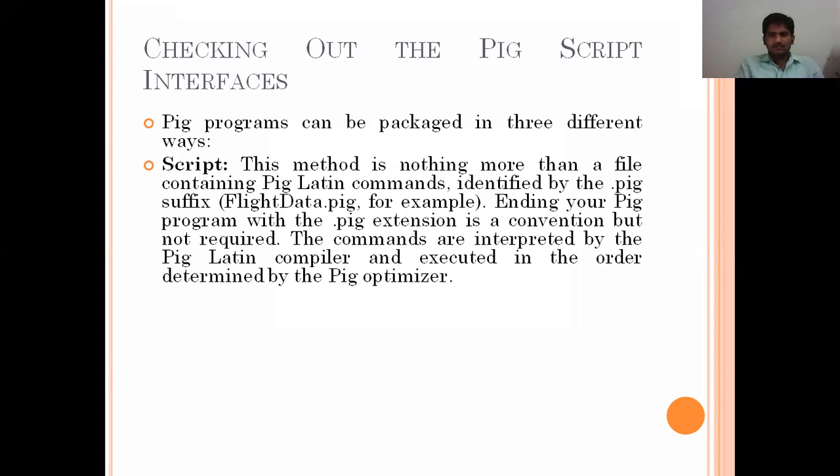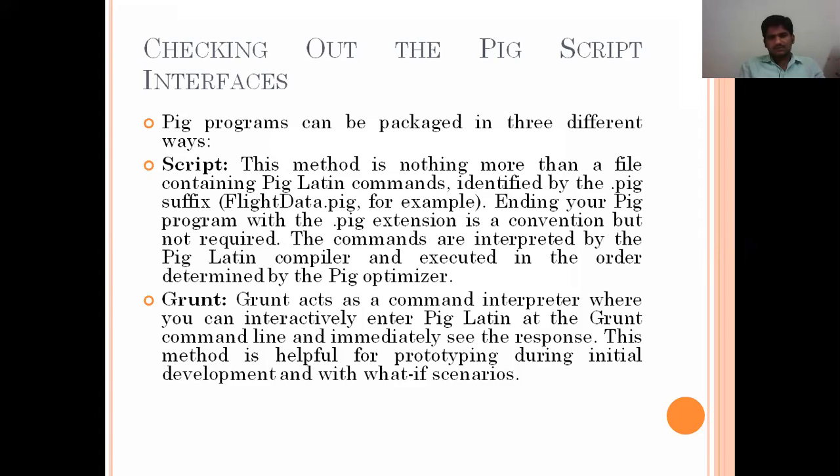Just as we use .c, .cpp, .java, .html, in the same way here, in order to write the Pig Latin statements, we use .pig. Ending with the .pig extension is the convention but not required. The commands are interpreted by the Pig Latin compiler and executed in the order determined by the Pig optimizer. So in order to identify it, we use the .pig extension.